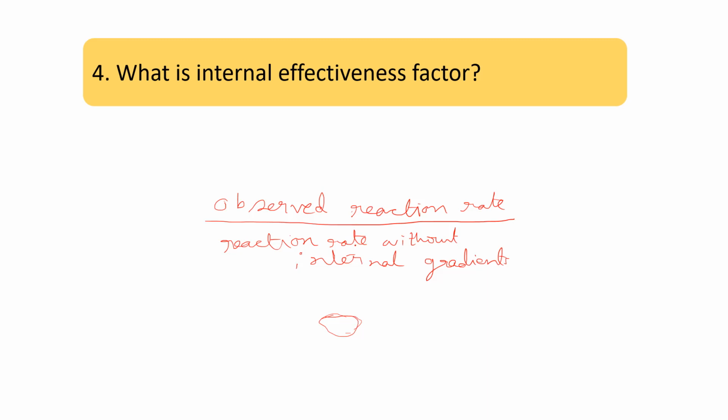And divided by reaction rate without the internal gradients. It means the reaction rate at the surface we are seeing, the surface outside the catalyst. So the reaction rate of the reactant at the surface of the catalyst, and here it is the inside of the catalyst. So these two ratio is called the internal effectiveness factor.